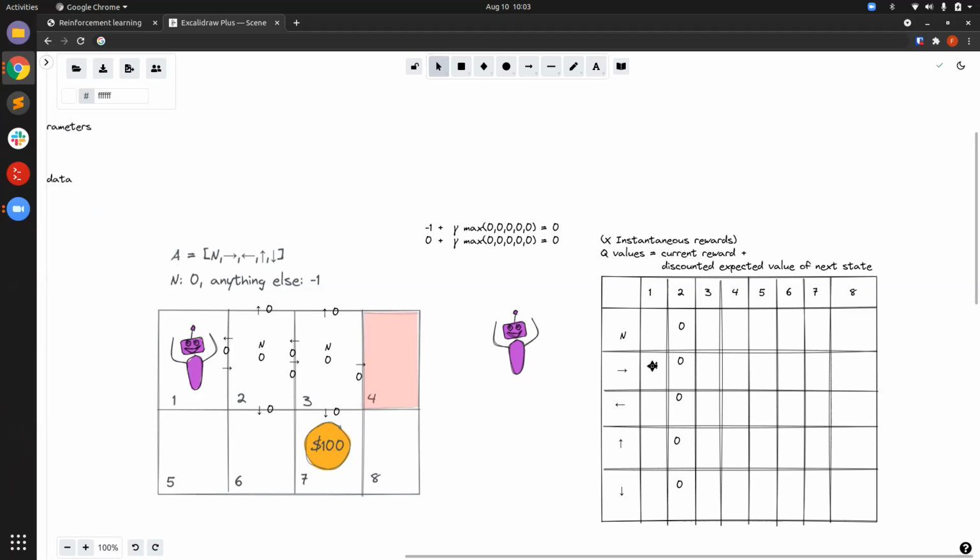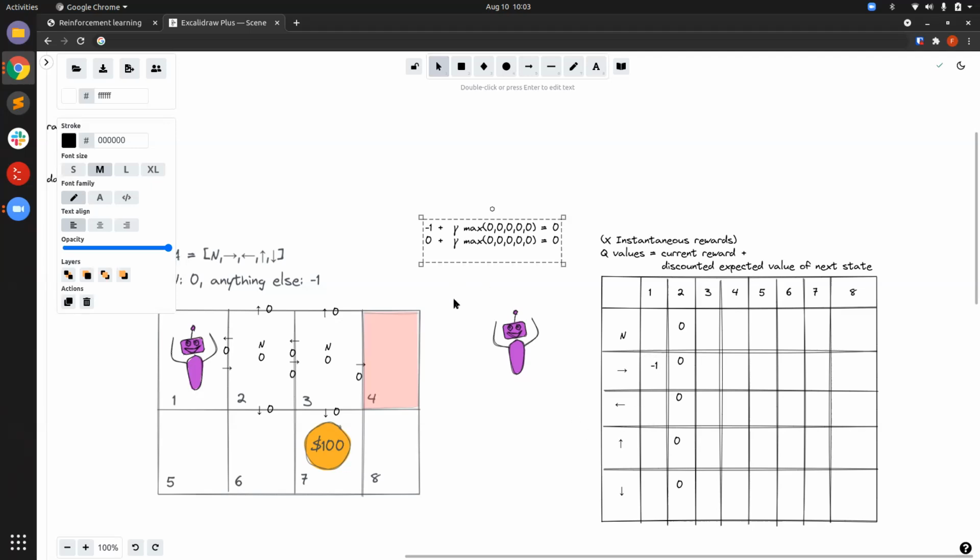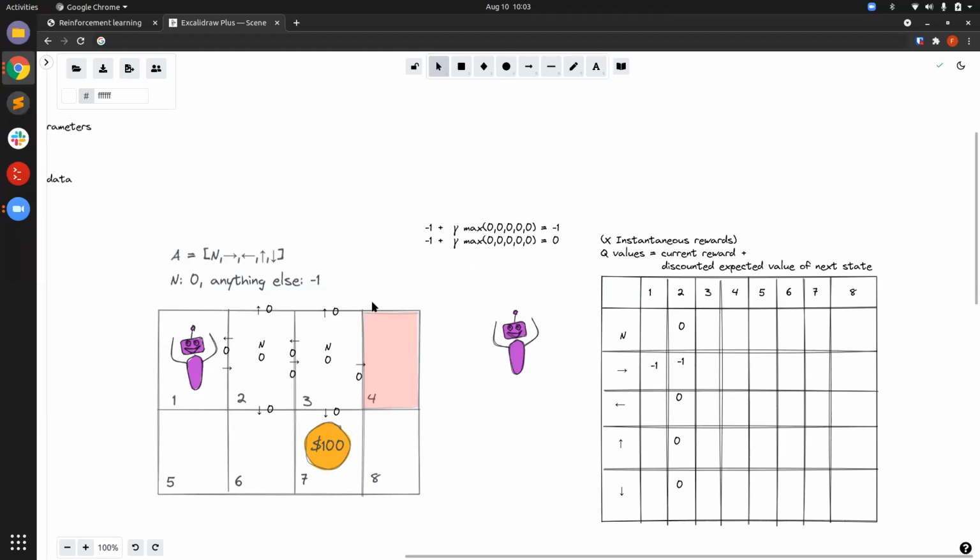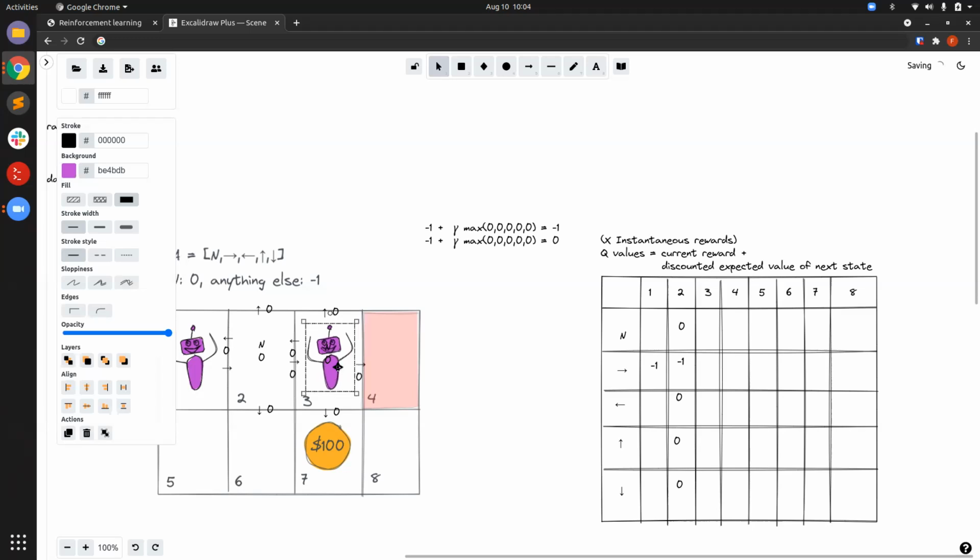All right, so I updated the reward associated with going right in state 1 is -1, plus the max of all these zeros. That's -1. Now I'm in state 2. I chose to go right again, but again, randomly. So I have -1 plus, again, the max of all the Q values in my new state, which is again 0. Okay, now I'm in state 3.